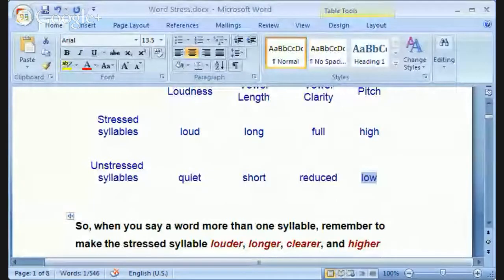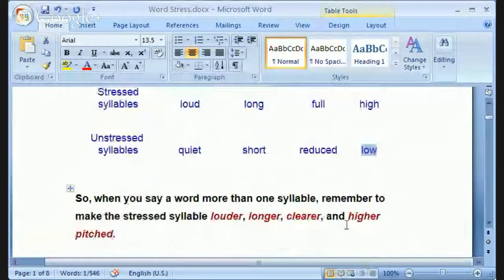For example, louder, longer, clearer, high pitch is what you're looking for in a primary stress. For example, I'll give you a good example.